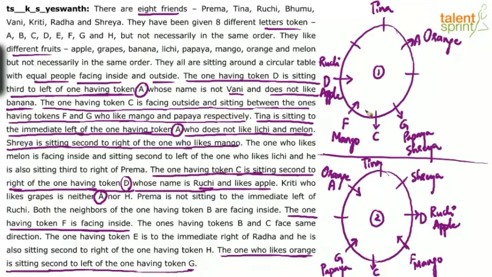Prema is not sitting to the immediate left of Ruchi. That we will use later. I think not useful now. Both the neighbors of B are facing inside. I think this point can be useful.